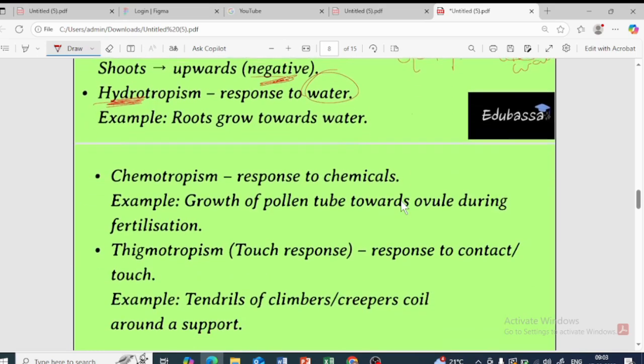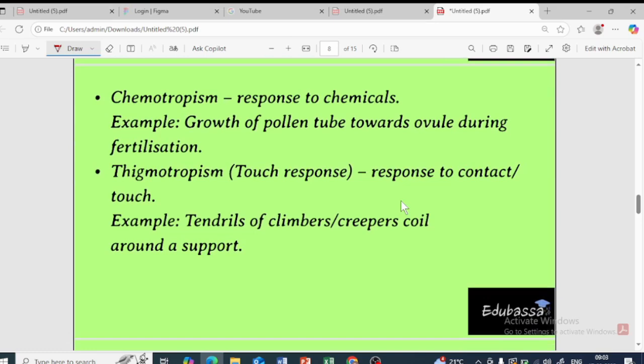So the next is about the chemotropism. Chemotropism is nothing but, as the name itself says, chemo. What is chemo? Chemical, correct? Yes. Chemo means chemical. So the growth that is going to take place towards the chemical.